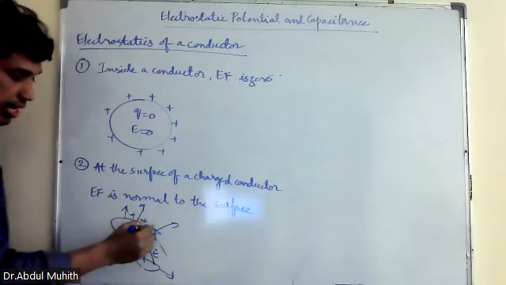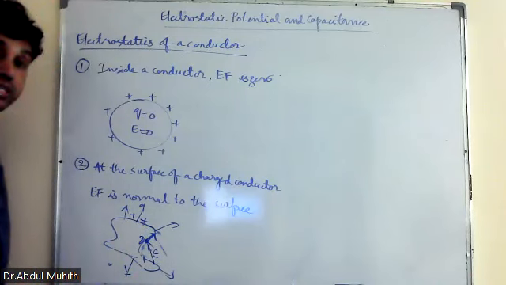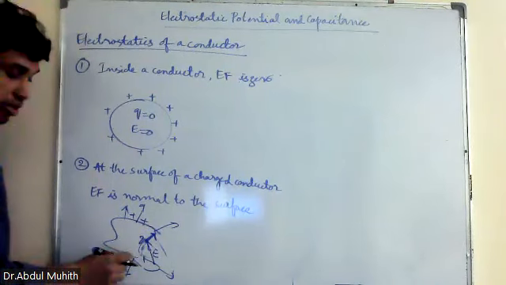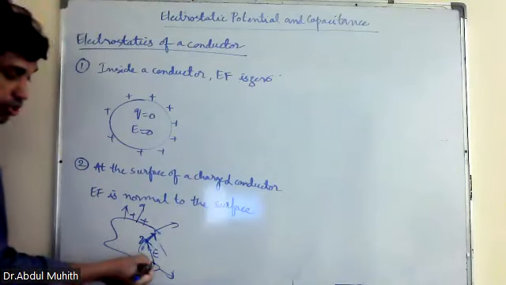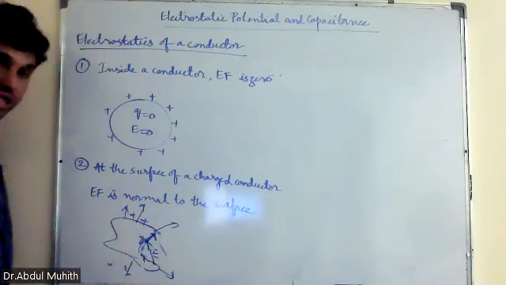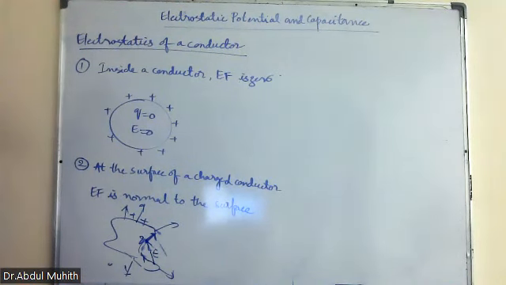That means the electric field is always normal to the surface. Is that clear? Our contradiction is wrong. But what was our contradiction? We thought the electric field is not normal to the surface. So our contradiction is wrong. Therefore, the electric field is perpendicular to the surface. Clear? Third point: the interior of a conductor can have no excess charge.